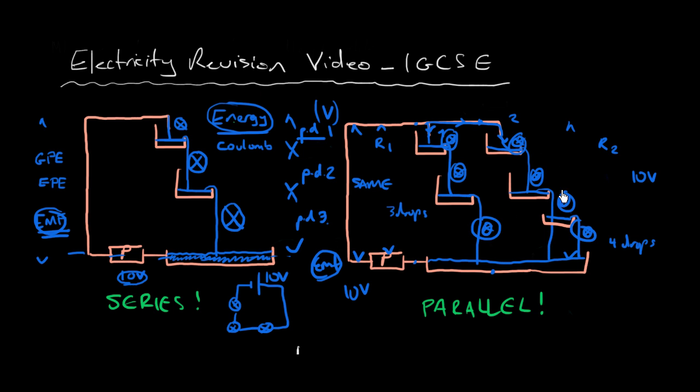Sorry, not 2, 2.5, right? 10 divided by 4 is 2.5. So each of these will have a 2.5 potential drop through them, and this will have 3.3 volts. Why do they get more? Because there's less of them to share the total drop of the 10 volts.